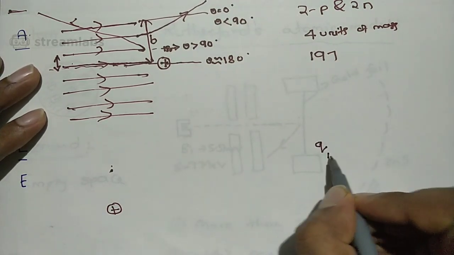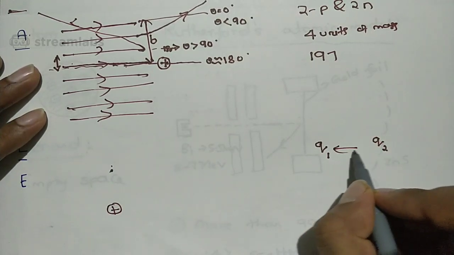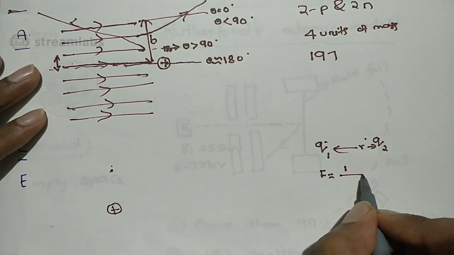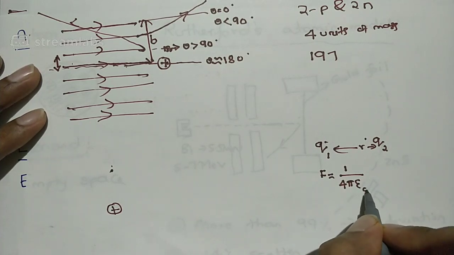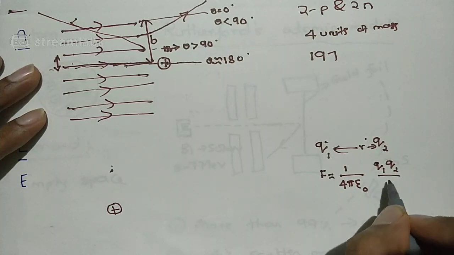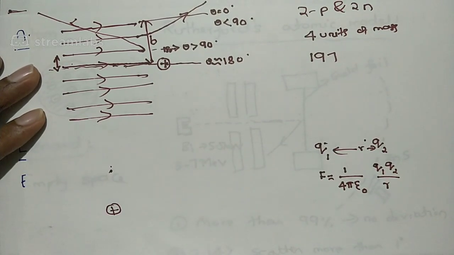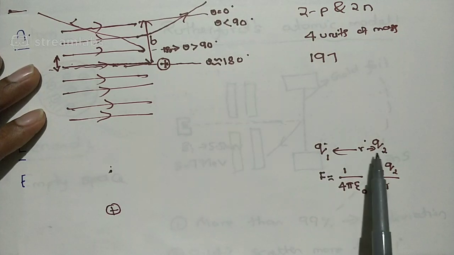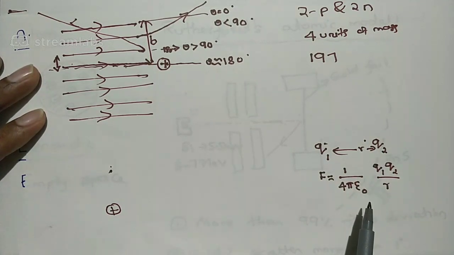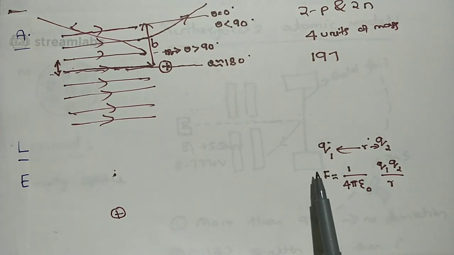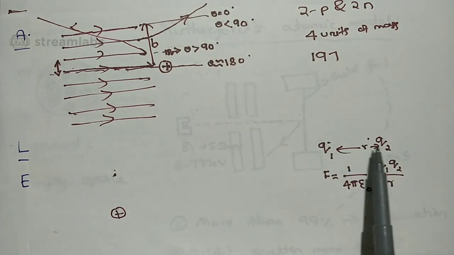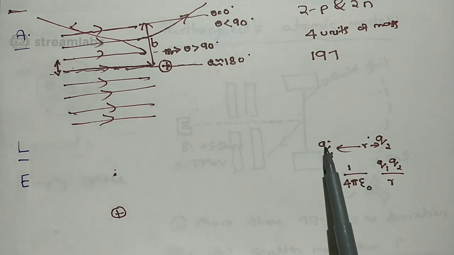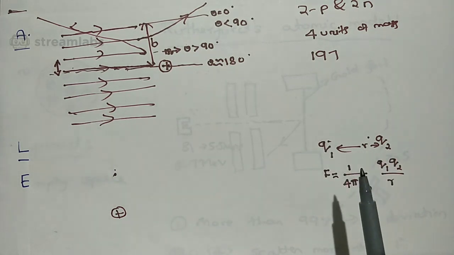If there are 2 charges, Q1 and Q2, separated by some distance r, there will be a force between them. Its magnitude is 1 by 4 pi epsilon naught, Q1 Q2 by r squared. The famous Coulomb's law. In this, epsilon naught is the permittivity of the medium, Q1 and Q2 are the magnitudes of both charges, and r is the distance between them. This is the magnitude of the force, and the nature of the force depends on the nature of the charges. If one is positive and the other is negative, the force is attractive. If both are positive, the force is repulsive. If both are negative, again the force is repulsive.